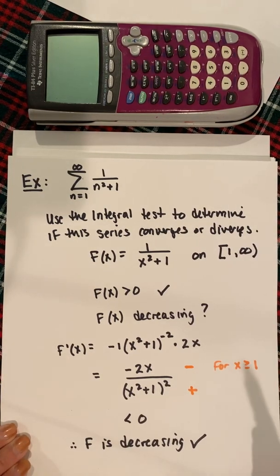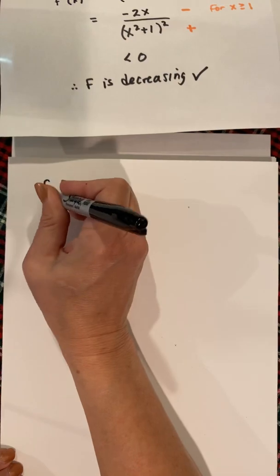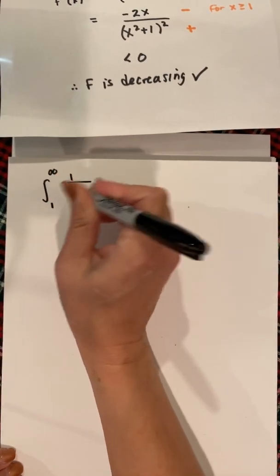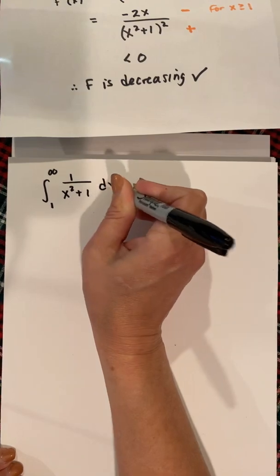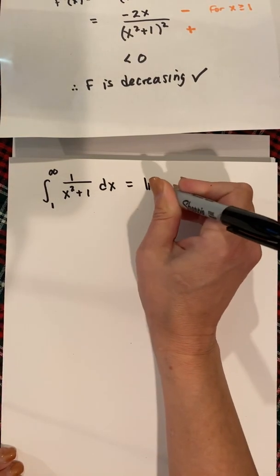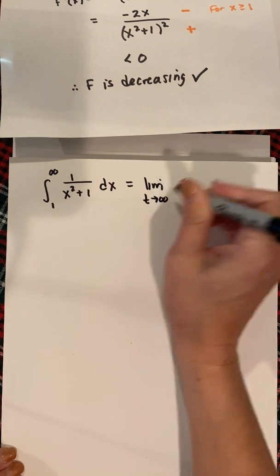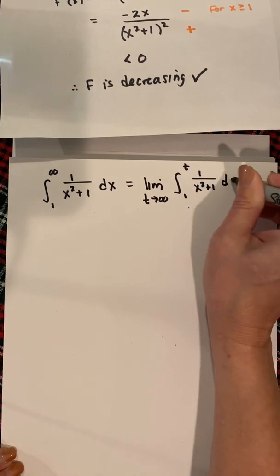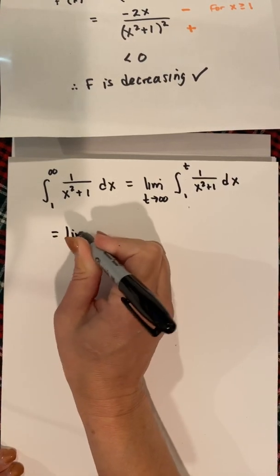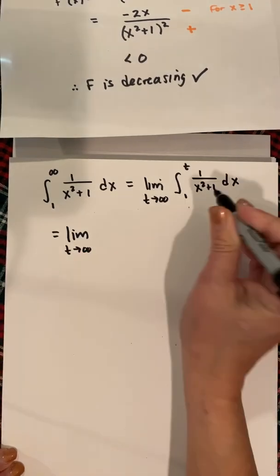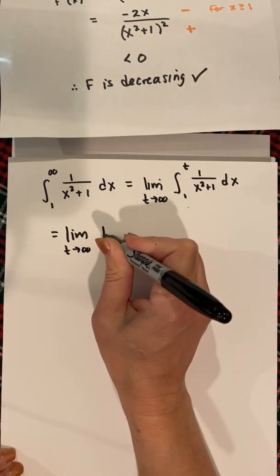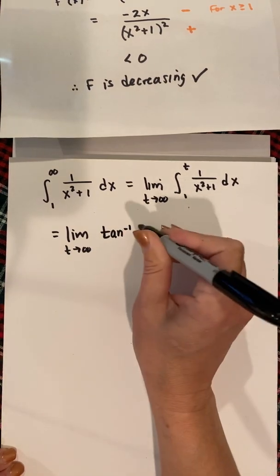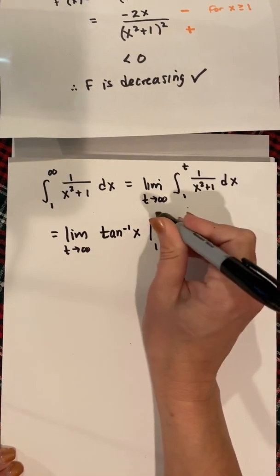So now we're going to integrate this to determine whether or not the original series is convergent or divergent. So we're going to integrate from 1 to infinity, 1 over x squared plus 1 dx. If we use our proper notation, we can't have infinite integration limits. So we're going to do 1 to t, 1 over x squared plus 1 dx. And if you remember the antiderivative, what is the antiderivative of 1 over x squared plus 1? Hopefully you remember that it's the inverse tangent of x from 1 to t.